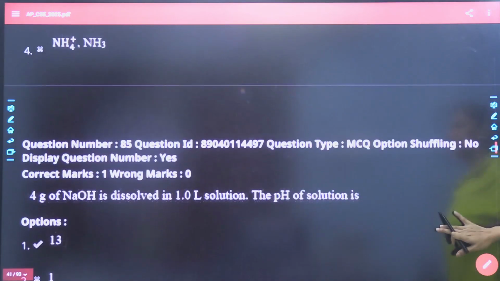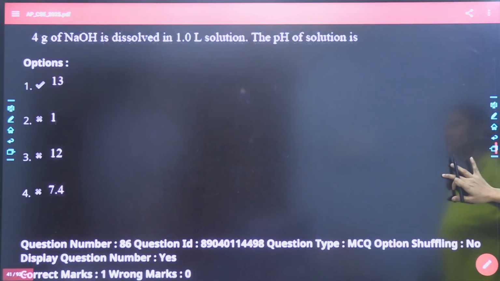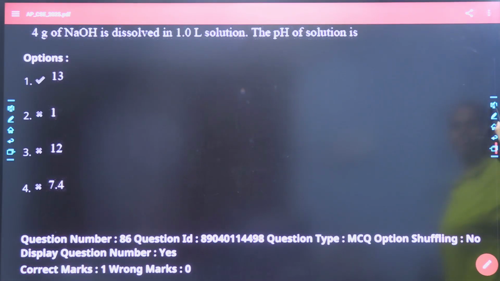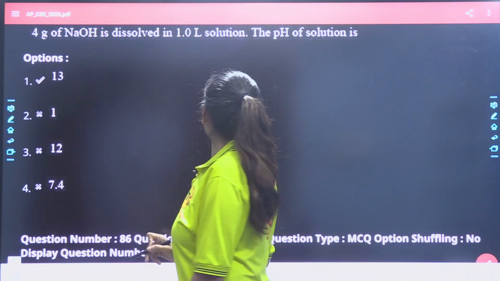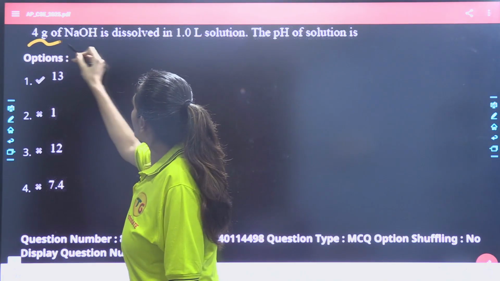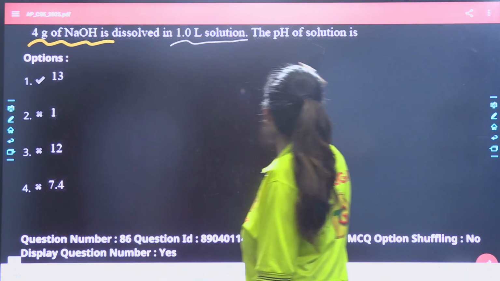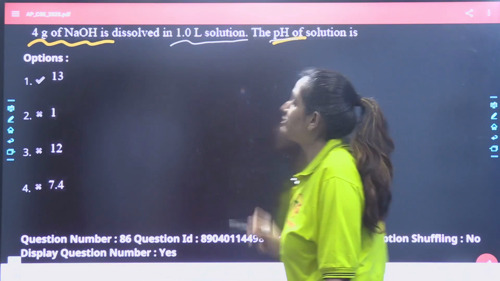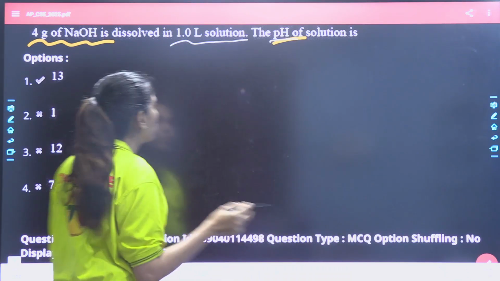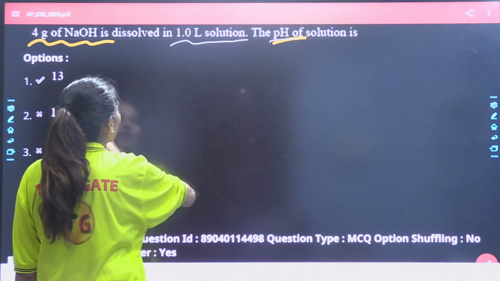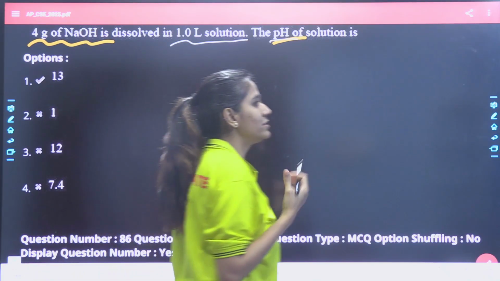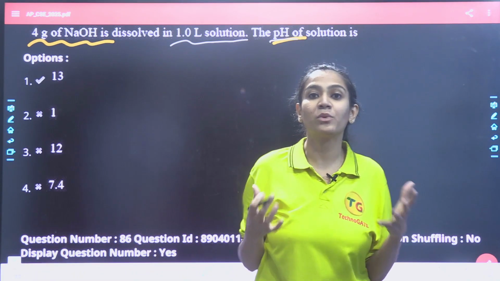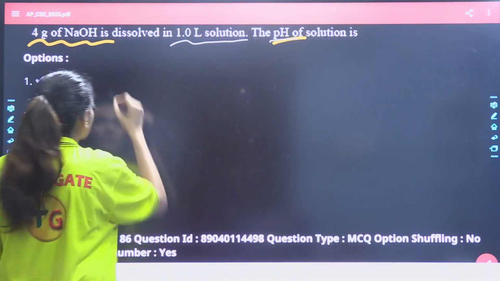Okay, next question. Here, 4 gram of NaOH is dissolved in 1 liter of solution. Now we need to find out the pH of the solution. So what are we having? 4 grams of NaOH. Let's find out the number of moles of NaOH, because whenever we calculate pH, we require concentration.